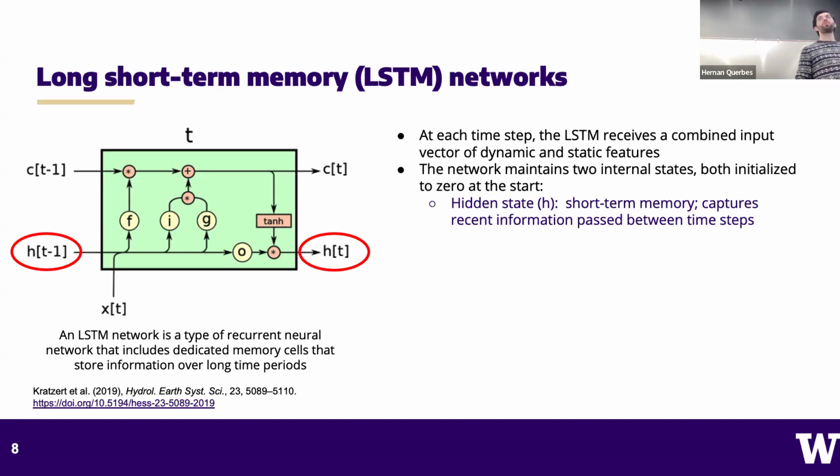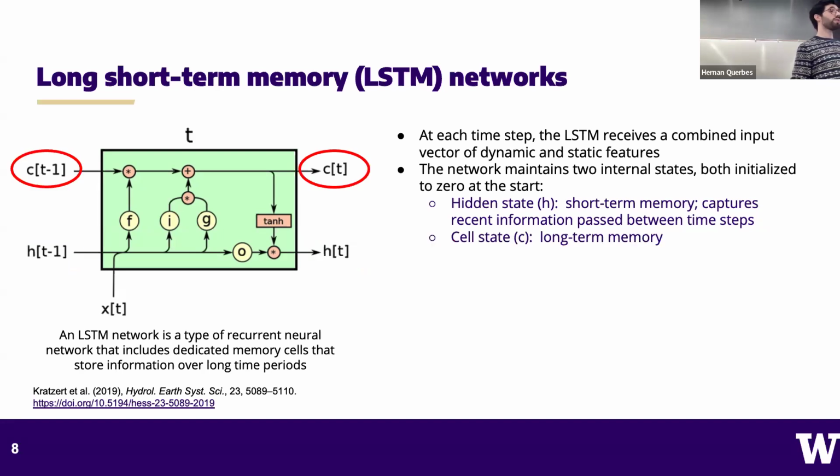So the network keeps two internal states. One is the hidden state that stores short-term memory, and this short-term memory is useful to pass information between time steps during the training process. And then we have the cell state, which is this very important long-term memory.